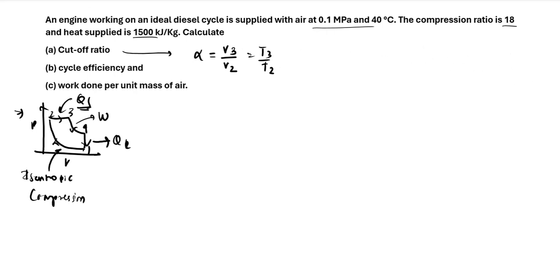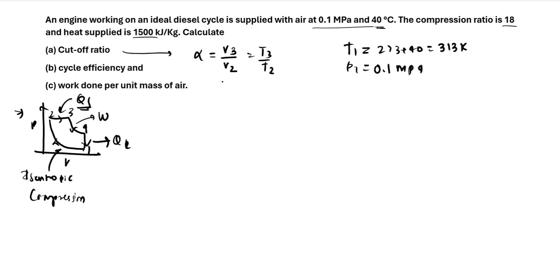So we need to find the temperature at point 2 and the temperature at point 3 now. Because the temperature at point 1 is already given, we will deal with temperature only, because it will be easy for us to do. So we have T1 as 40 degrees Celsius, which if you convert into Kelvin, is 273 plus 40, equal to 313 Kelvin. You have a pressure at point 1 as 0.1 megapascal.